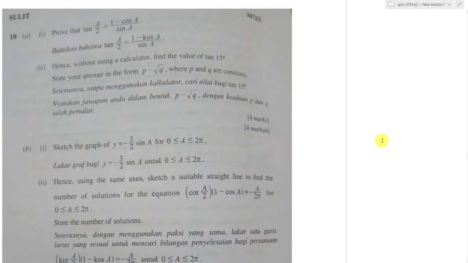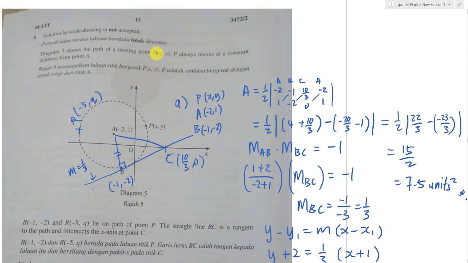Okay, question 10 here, they ask you to prove tangent A over 2 equals 1 minus cos A over sin A. This one you might need to use the half angle formula. So yeah, I think question 10 I will make it into part 3 here because I don't want so many questions in one video. I just hope the students can actually digest well in my video.